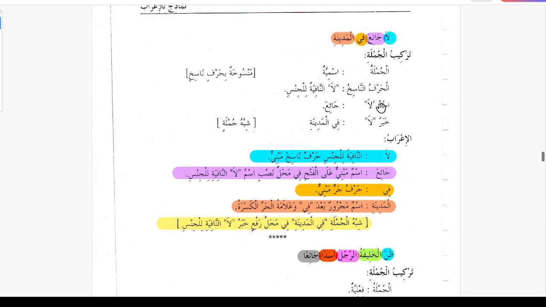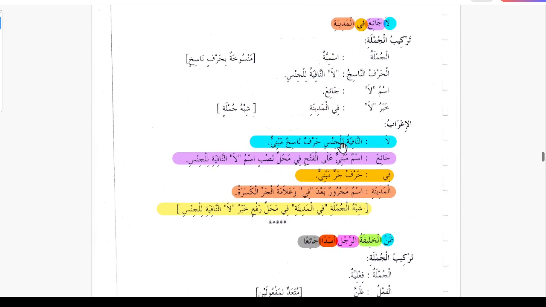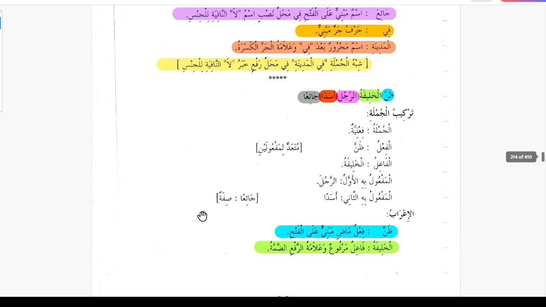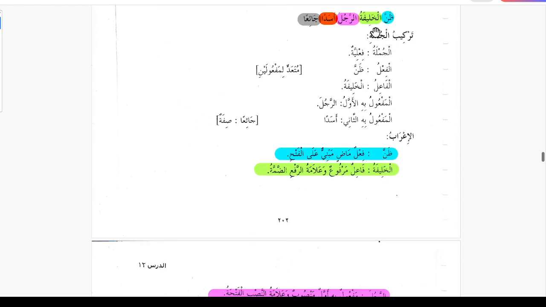La is an-nafiyatu lil jinsi, harfun nasikhun mabniyun. Jaiya is ismu la mabniyun alal fathi fi mahalli nasbin, ismu la nafiya lil jins. Fi is harfu jarrin mabni. Al madinati is ism majrub ba'da fi, wa alamatul jarri al-kasra. And this fil madinati is shibu jumla fi mahalli rafin khabar la nafiya lil jins. It was straightforward.